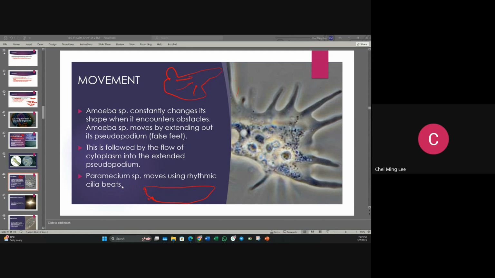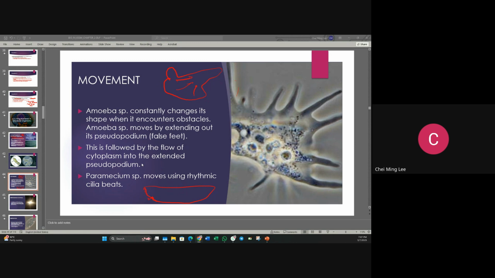So the cilia beat rhythmically, which creates a vibration. The vibration will cause the cilia to move. The cilia are the small hair-like structures here, and when they move, it's like a small crawling motion.